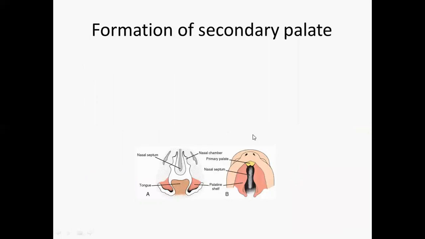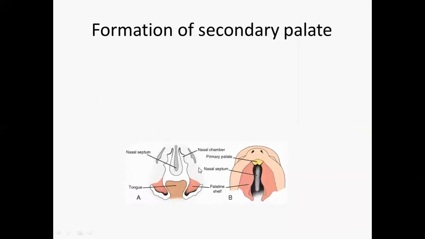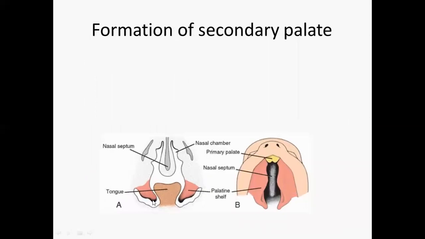So now is the formation of the secondary palate. Over here, this is the frontal section of the embryo. This one is the nasal septum, which is derived from the frontonasal prominence and the mesenchymal proliferation of the median nasal process. Both contribute to the formation of the nasal septum. This one is the developing tongue. Ahead is the intermaxillary process or the primary palate, and on the side are the extensions from the inner wall of the maxillary prominences, that is the palatine shelves.